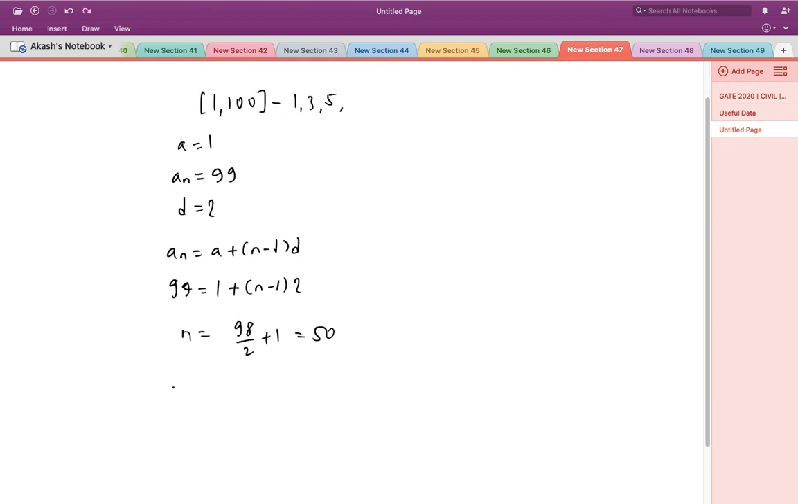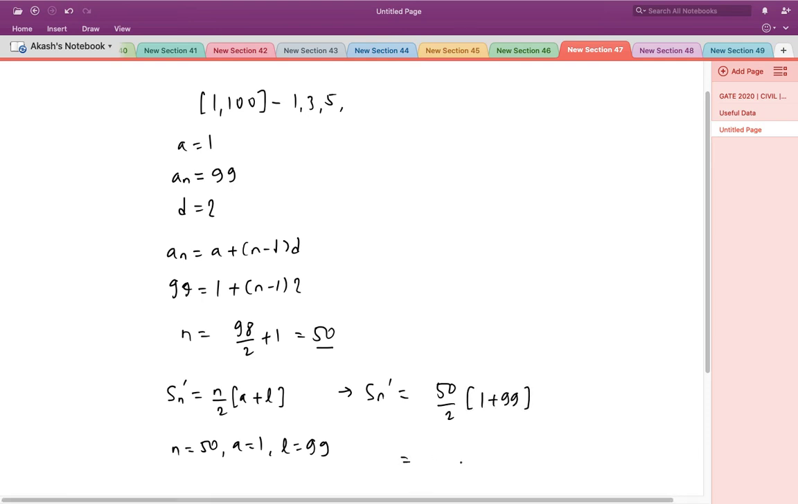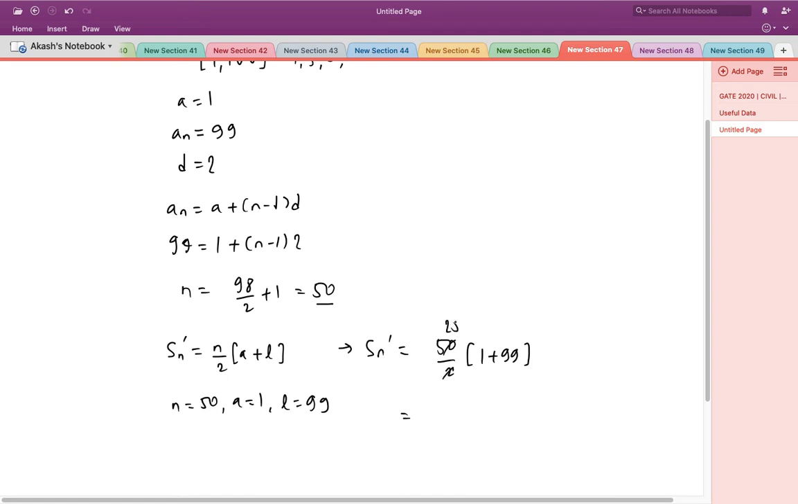Now we can calculate the sum of this odd series by using the following formula: S of n equals n upon 2 times the sum of the first term and the last term. Let's denote the sum by S of n dash. Here the number of terms that we calculated is 50, the first term is 1 and the last term is 99. Therefore, the sum of the odd series would be S of n dash equals 50 upon 2 times 1 plus 99, which is 2500. So 2500 is the sum of the odd series which is given to us.